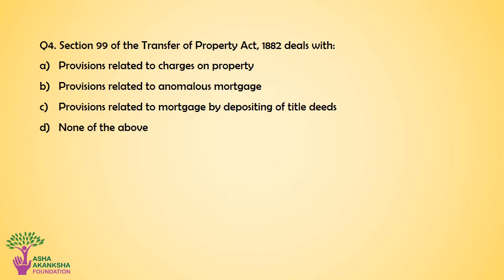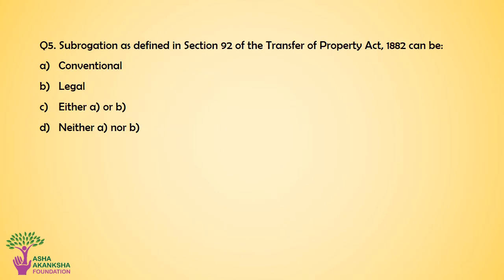Question number 4. Section 99 of the Transfer of Property Act 1882 deals with option A, provisions related to charges on property. Option B, provisions related to anomalous mortgage. Option C, provisions related to mortgage by deposit of title deeds. Option D, none of the above. The correct answer for this question is option D, none of the above.